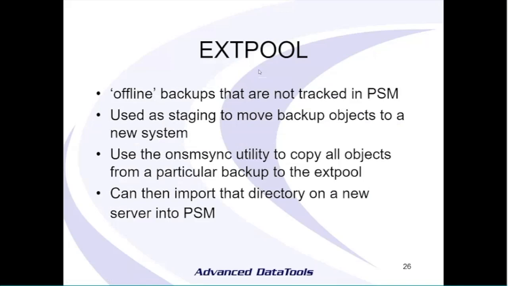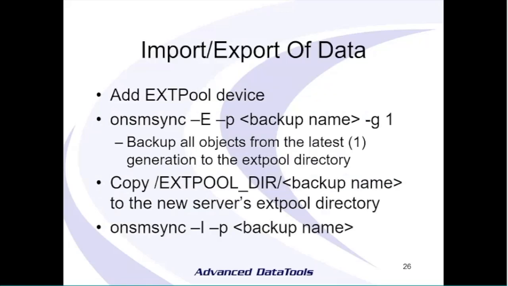Then you use onsmsync, -E for export, -P, and you give the backup a name. It can be whatever you want it to be. As far as I'm aware, I don't know any limitations there, at least there weren't any in the docs that I found. And then you tell it what to back up. You can use the -G to tell it the latest generation of data. There are some other flags there if you want to get a little more specific. But if you do the -G one, it'll give you basically the last full or complete backup, and all of the objects will be copied as that backup name to the ext pool.